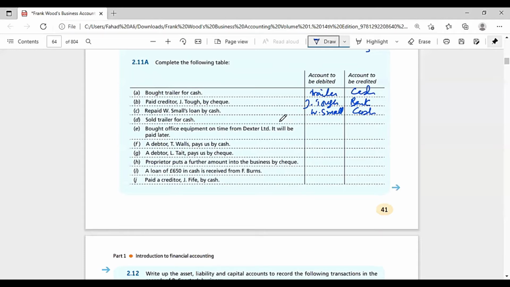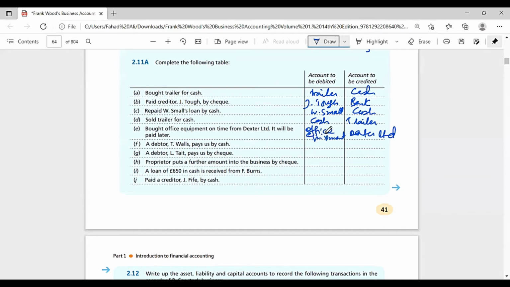Sold trailer for cash. So cash is debited and trailer is credited. Yes, very good. Now you got the logic of why we are not writing it as a sale, because it will be written down as sold goods. It's not written sold goods, it's written sold trailer for cash. Bought office equipment on time from Dexter Limited, it will be paid later. So Dexter Limited is credited, and office equipment will be debited.